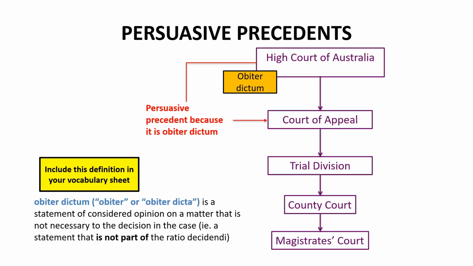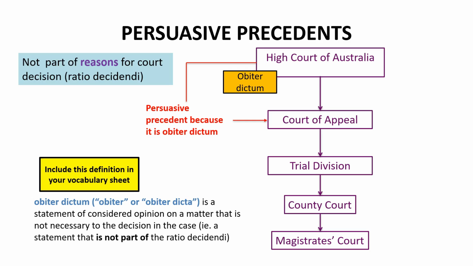The reason obiter dictum can never be a binding precedent is because obiter dictum is not part of the reasons for a court's decision. Of course, if the High Court does make a statement of obiter dictum, then all of the other courts in the Victorian court hierarchy will think very carefully about whether to follow it. They're not bound to follow the High Court's obiter dictum, but because it is an opinion of the High Court, they will give it a lot of weight.